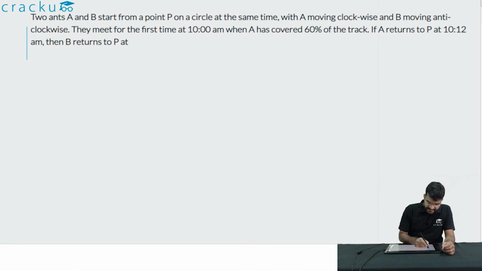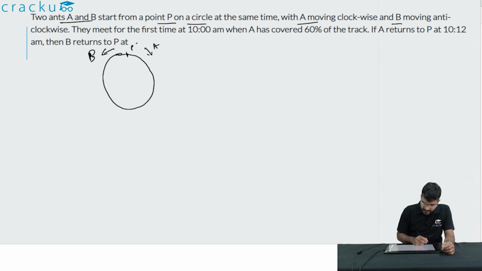In this question, it is given that there are two ants. They start from a point P on a circle, and A moves in the clockwise direction while B moves in the anti-clockwise direction. So let us assume that this is the circle and this is the point P. A is moving clockwise and B is moving anti-clockwise. This is B. Now they meet for the first time at 10 AM when A has covered 60% of the track. So they meet somewhere over here. A has covered 60% and B has covered 40%.